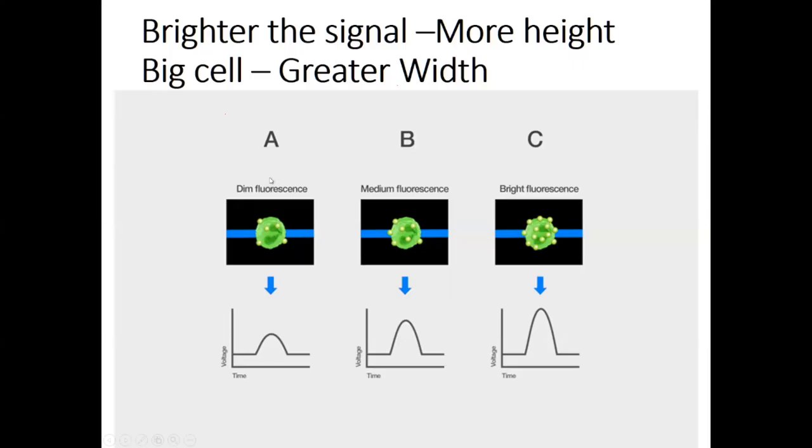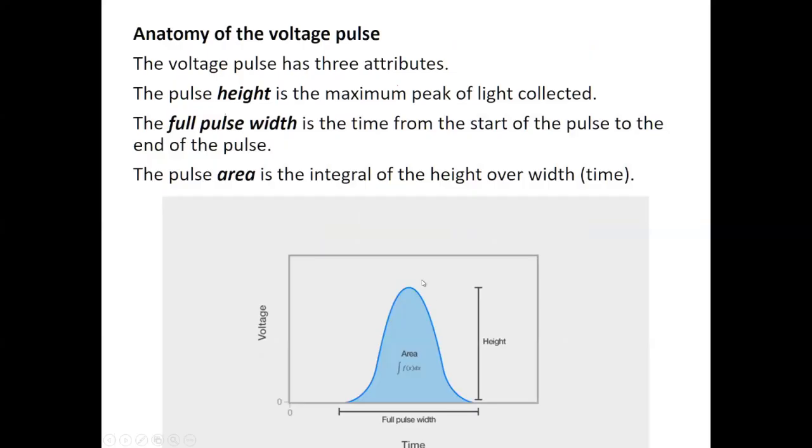For example, if it's a large cell, the time period of its interrogation with the laser beam will be more, so you will get a wider pulse. So height is fluorescent intensity, and width is the size of the cell. Every parameter, every pulse will have three things: height, which tells you about the fluorescent intensity or signal strength; width, which tells about the size of the cell; and when you combine these, you get area. So even for a forward scatter pulse, you will get three values: area, width, and height.